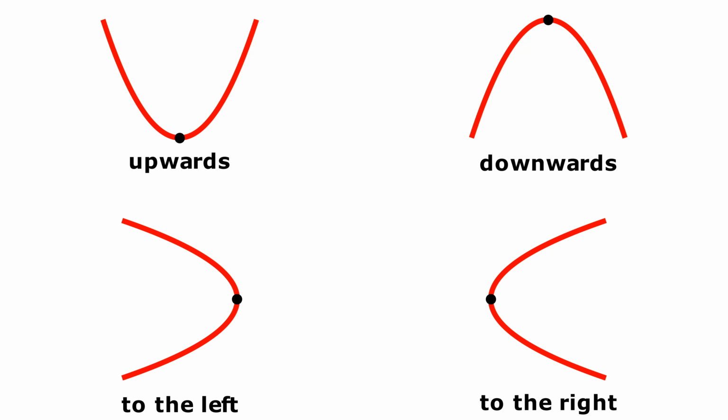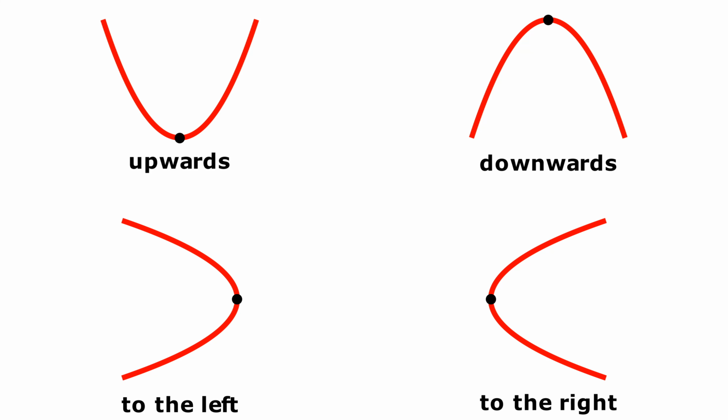Now let's move to the horizontal parabolas. In the bottom left corner, we have a parabola that opens to the left, with its arms extending infinitely toward the left side of the screen. In a parabola that opens to the left, the vertex is the rightmost point on the parabola, and the top arm rises as it moves away from the vertex while the bottom arm descends.